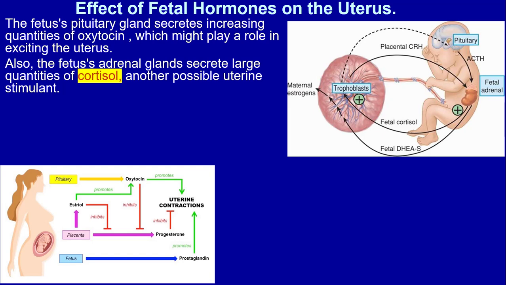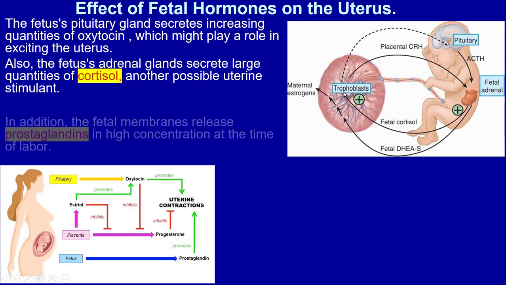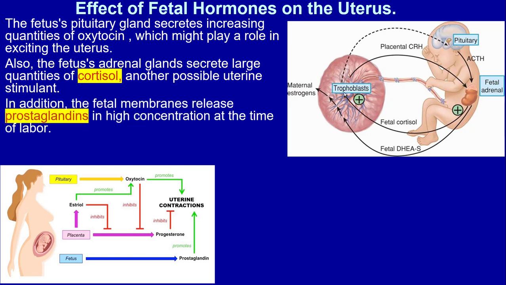This gland also starts excessive production of oxytocin at the time when the process of birth is started, and it plays its role in the excitation of the uterus. Also, the fetal adrenal gland secretes large quantities of cortisol and other possible uterine stimuli. Cortisol also causes contraction of the uterus.